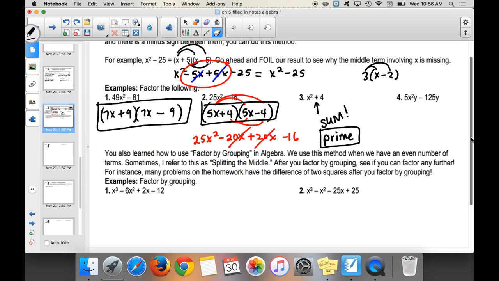Do we have an x in common? No. Do we have y's in common? Yeah. So we have a 5y. So our GCF equals 5y. So we're going to pull out the 5y. And when we do, we have x squared minus, 5 times what gives 125? 25. Now this is now the difference of two squares.